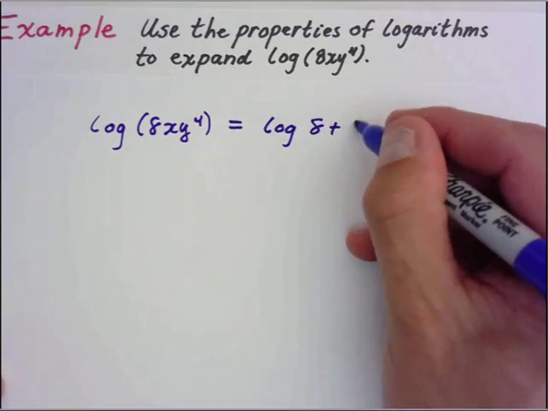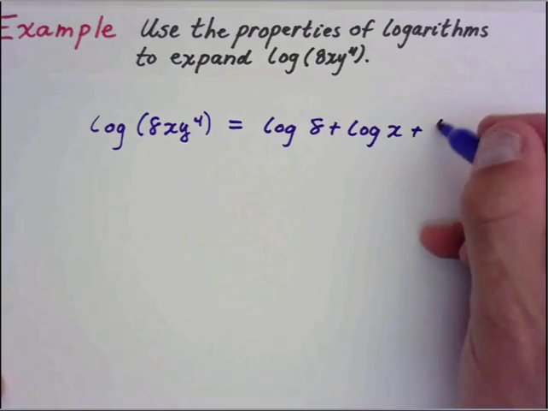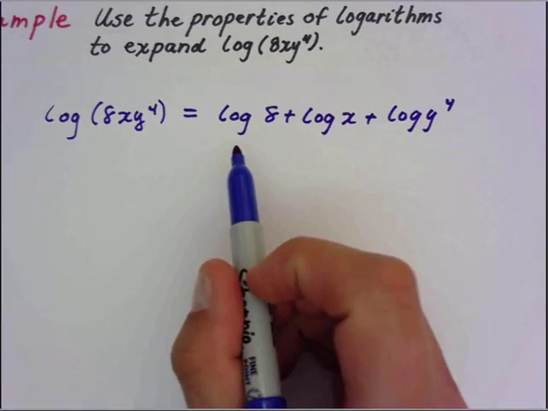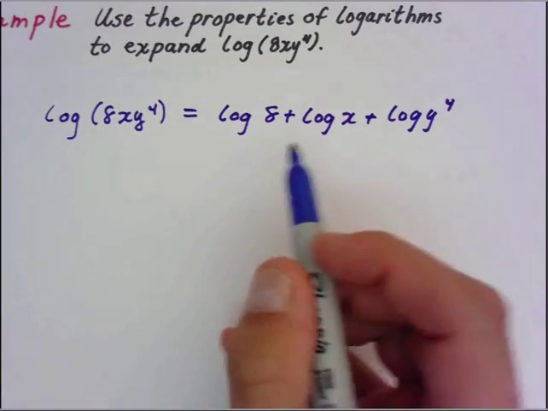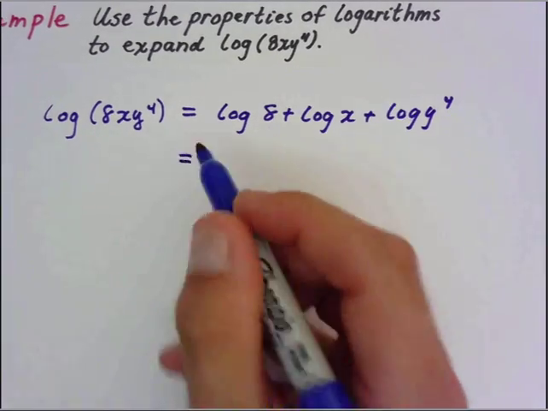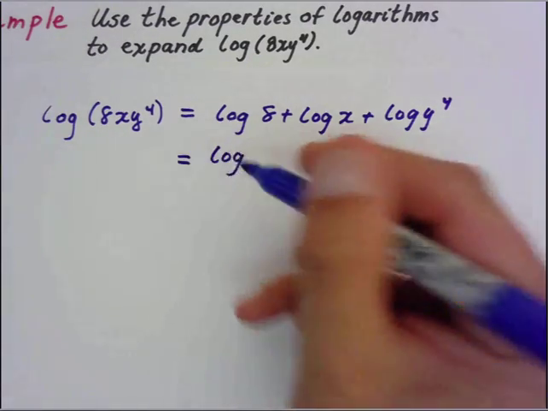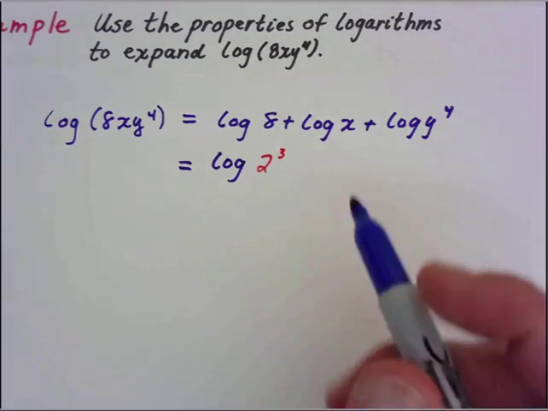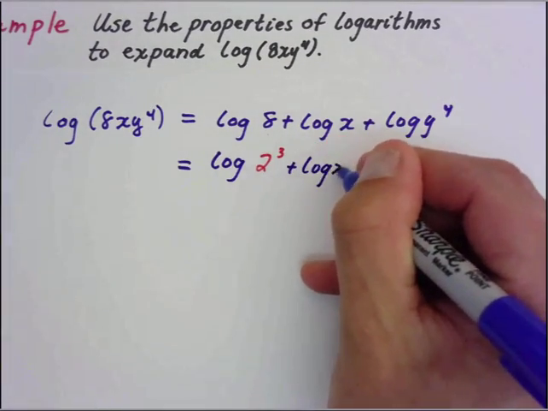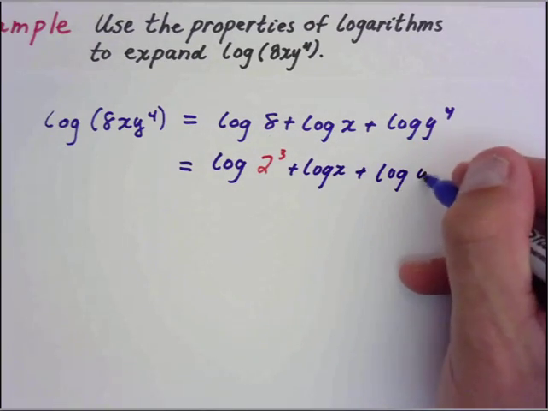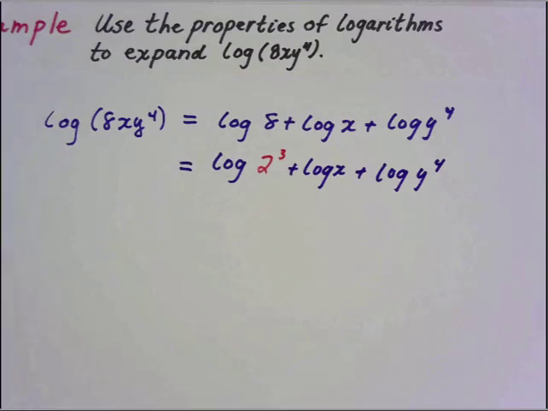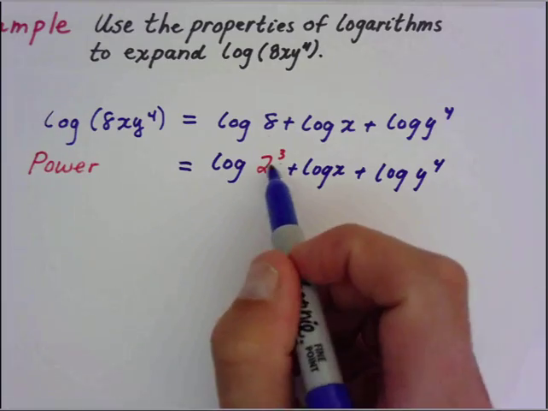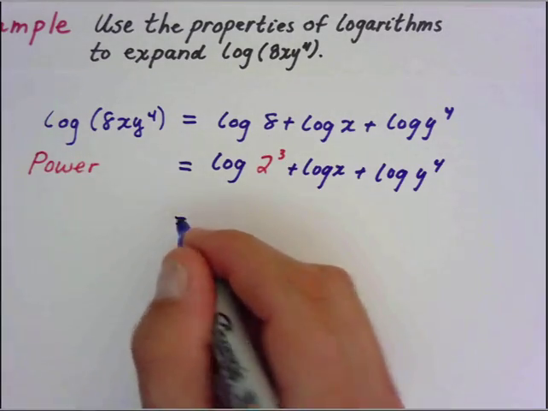Log 8 plus log of x plus log of y to the fourth. Okay, so we have this written out. That is a product rule. So pay attention to the 8. I'm going to rewrite this for you, because we have one more rule that we're going to apply. We're going to have that as 8 being 2 cubed, then we have log of x plus log of y to the fourth. Now what we're going to apply here is the power rule. That's the power rule because we have two powers, and so now we're going to swing that 3 and that 4 out front for us.